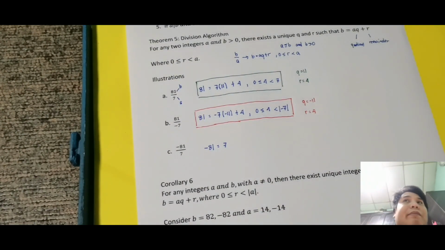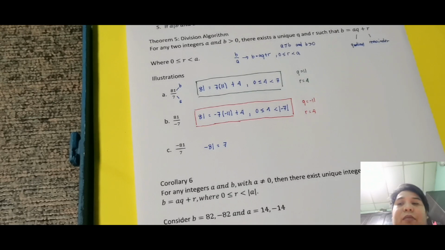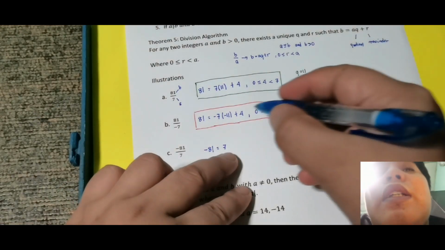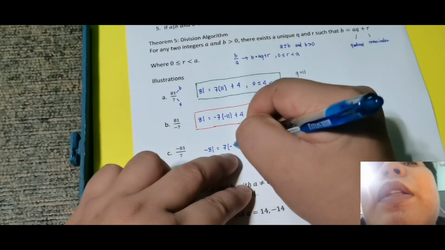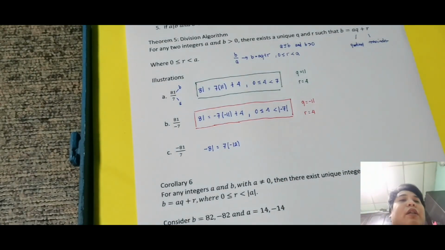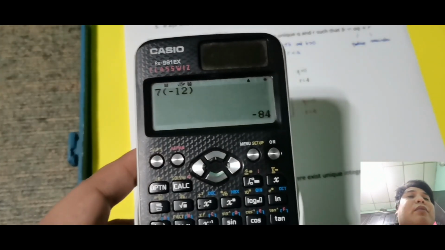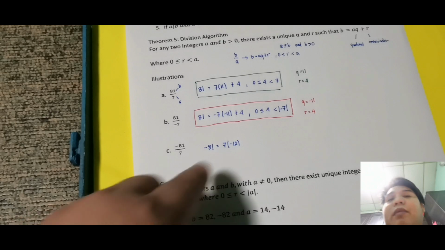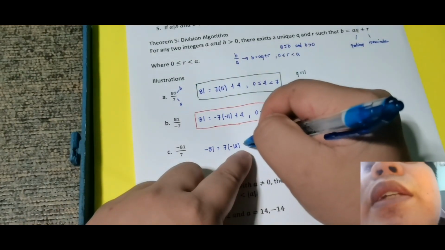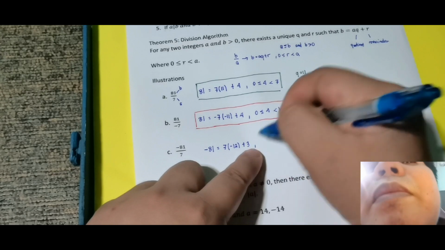So, ibig sabihin, kung kulang yung 7 times negative 11 kasi negative 77 yun, what if sobrahan natin? So, ang gawin natin, 7 times negative 12. Okay, then sobra na yan. So, 7 times negative 12, that is negative 84. So, meaning sobra ng 3. Since negative 84 to, kulang to ng plus 3. So, positive pa rin yung remainder. So, yun yung kagandahan pag sinobrahan mo.